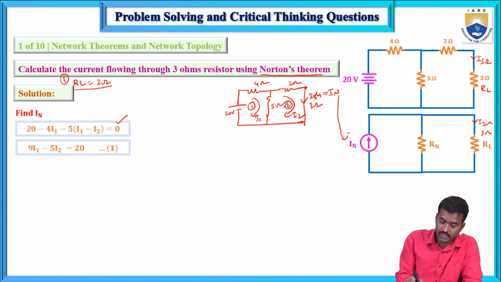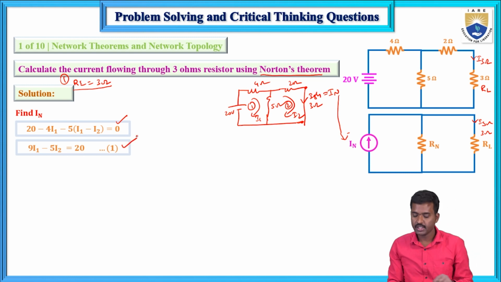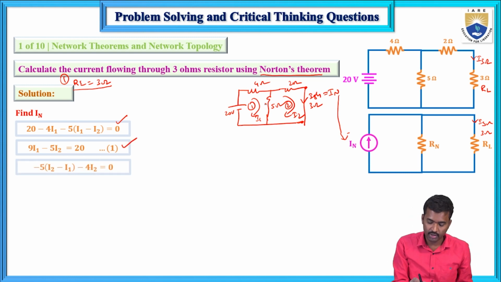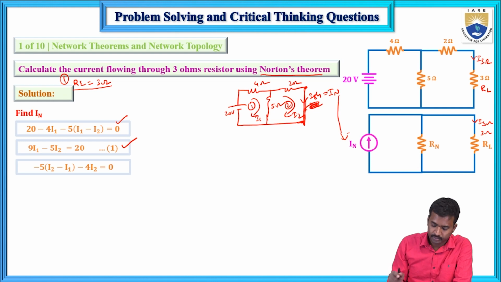Now simplify the second mesh: 9 I1 minus 5 I2 equals 20, this one. And for the second mesh, if you apply KVL, minus 5 I2 minus I1 minus 4 I2 equals 0. This is a short circuit, there is no resistance. Remove the load resistance. Now here, remove the load resistance and short circuit. No voltage drop, short circuit voltage is 0.